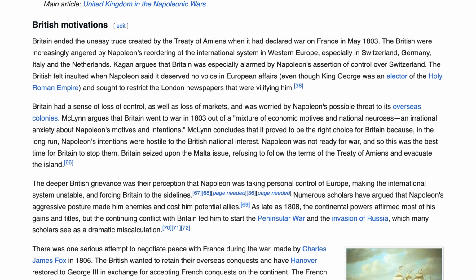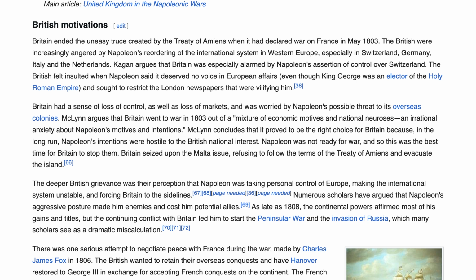Britain had a sense of loss of control, as well as loss of markets, and was worried by Napoleon's possible threat to its overseas colonies. Macklin argues that Britain went to war in 1803 out of a mixture of economic motives and national neuroses, an irrational anxiety about Napoleon's motives and intentions. Macklin concludes that it proved to be the right choice for Britain because, in the long run, Napoleon's intentions were hostile to the British national interest. Napoleon was not ready for war, and so this was the best time for Britain to stop them. Britain seized upon the Malta issue, refusing to follow the terms of the Treaty of Amiens and evacuate the island.